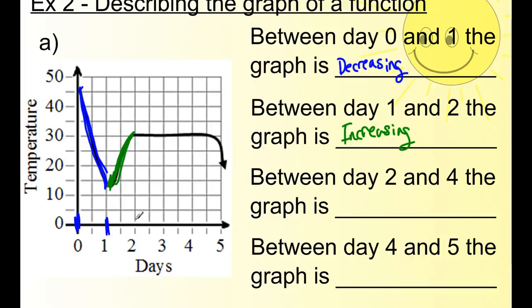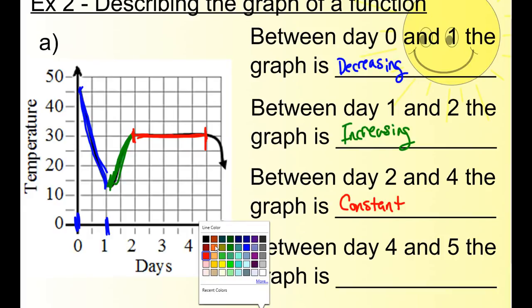Okay? And what about between days 2 and 4? Well, here's day 2, here's day 4. Is it going up or is it going down? Well, it wavers a teeny little bit, but overall, it's staying at 30 degrees for these couple days straight. So in this range, the graph is constant. Constant means it stays the same, it doesn't change. So between days 2 and 4, the graph is constant. It's not changing. It's staying 30 degrees for those couple days.